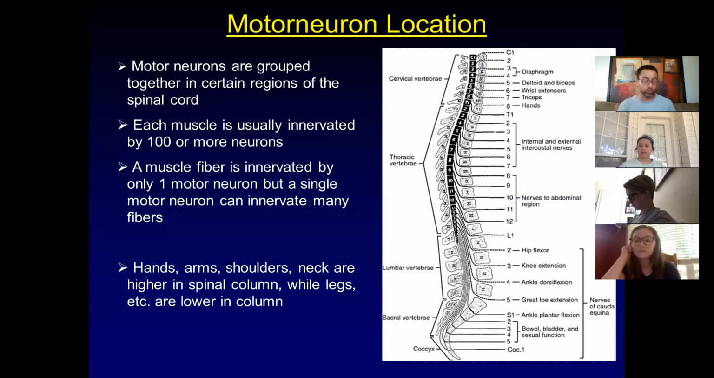So that's why I think it's important to at least have some level of appreciation that there are motor neurons. That's where these cells are located in your spinal cord, and then they communicate with their axons out from there.